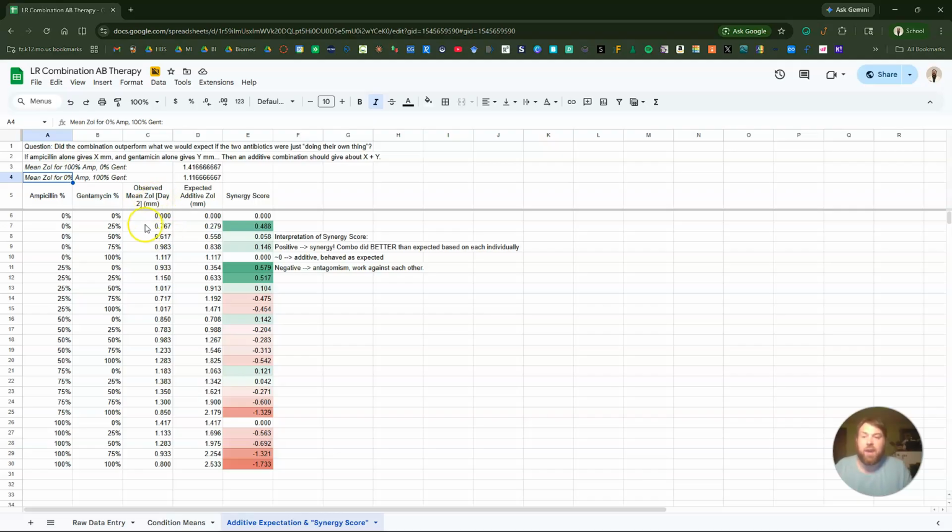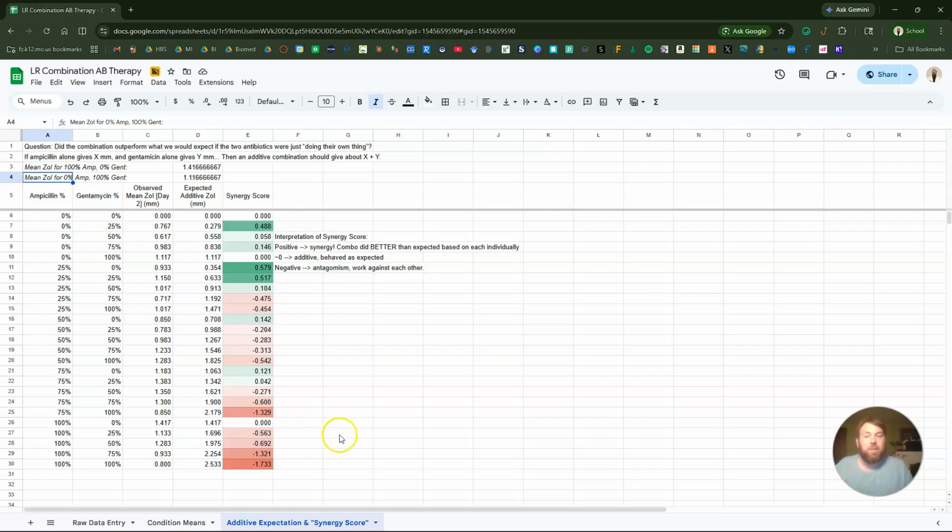And if I take this value, observed minus expected, I can see which ones worked well and which ones worked poorly, as in which ones caused the zone of inhibition to be bigger when you added these two antibiotics together, and which ones made the zone of inhibition smaller when you added these two together.